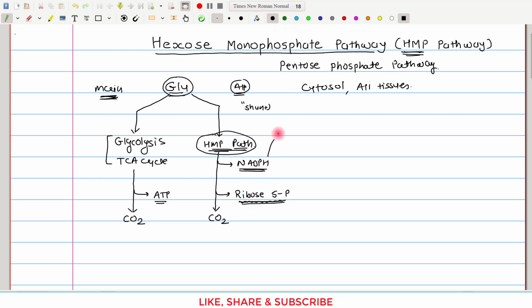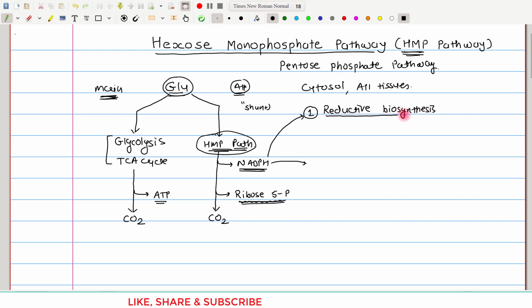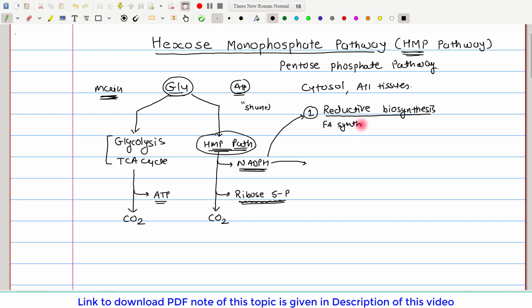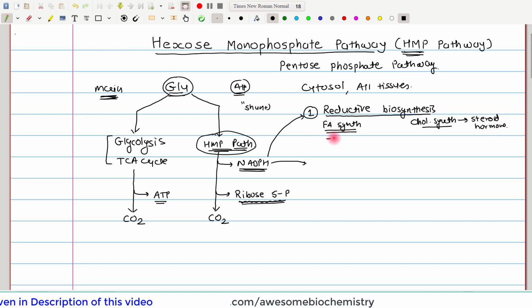See, NADPH in our body has two main functions. The first function is in reductive biosynthesis. In our body, there are mainly two molecules synthesized by reductive biosynthesis. One is fatty acid synthesis and the second one is cholesterol synthesis. And once cholesterol synthesis occurs, it also gets converted to the steroid hormones. So, steroid hormone synthesis.